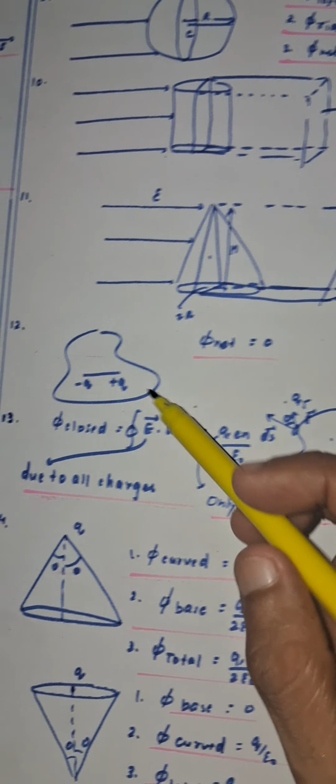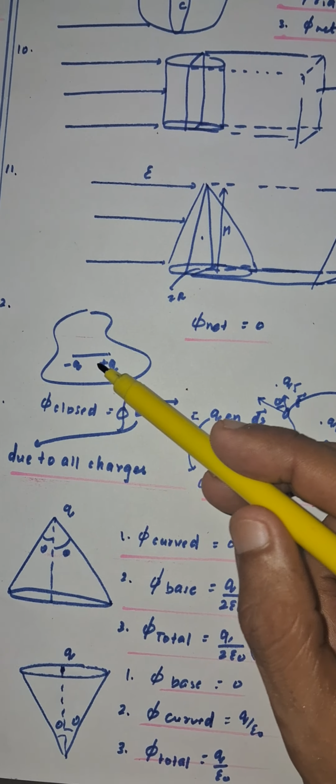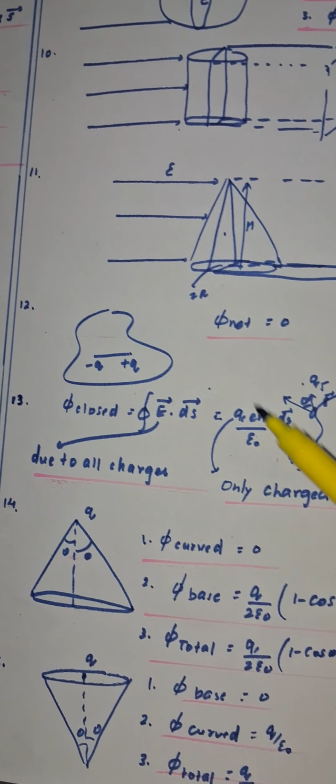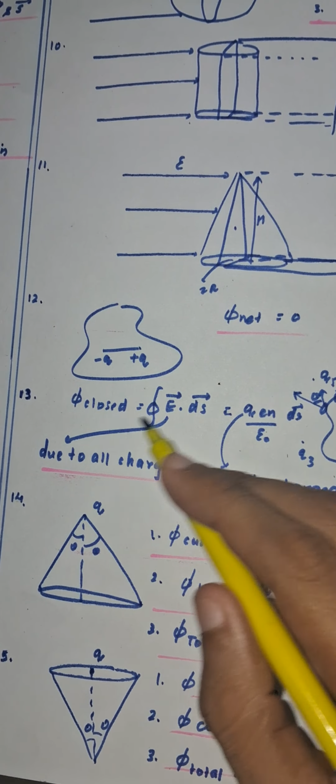Then there is a concept that if a dipole is placed inside a closed surface, the net flux will be 0 over here. Then there is an interesting application of closed surface.